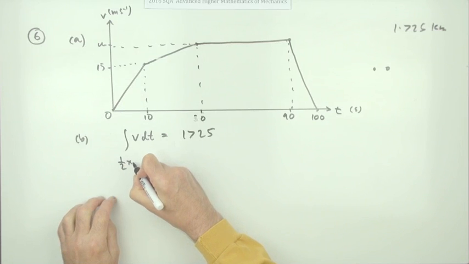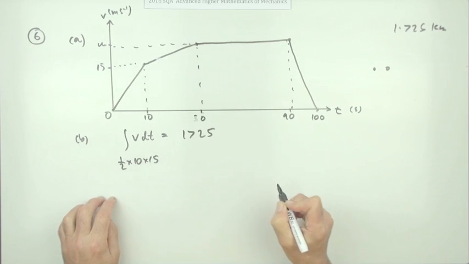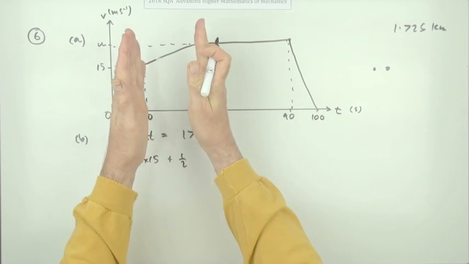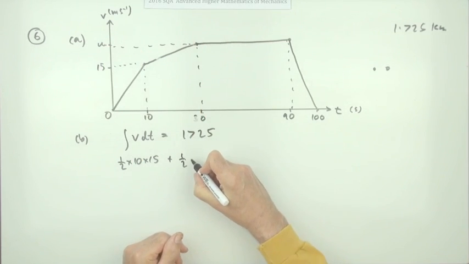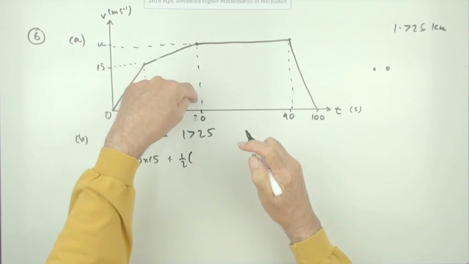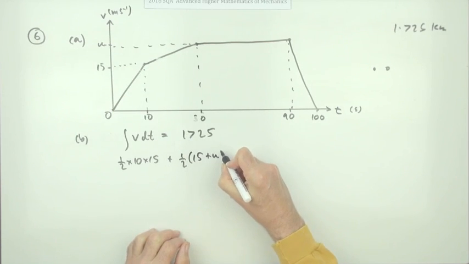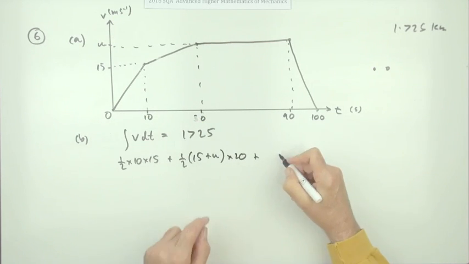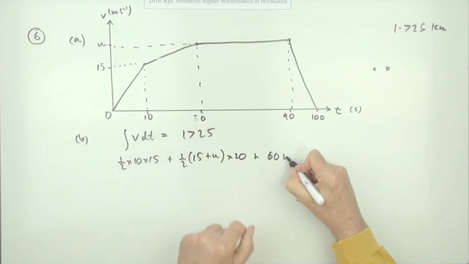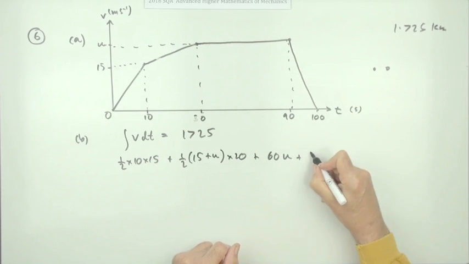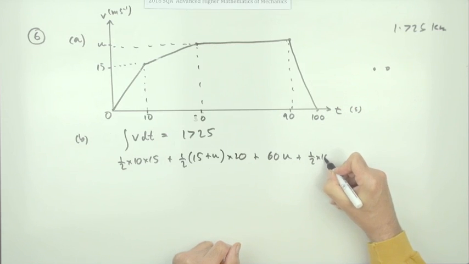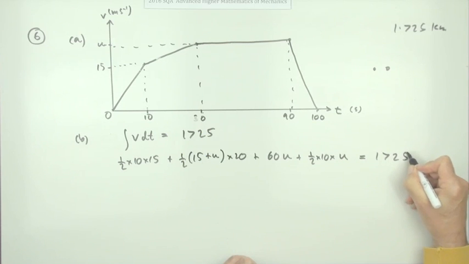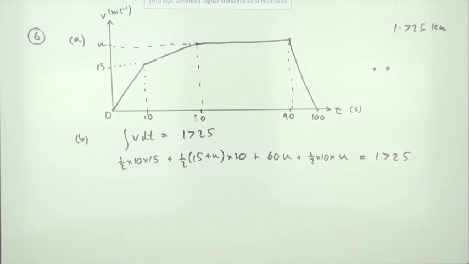Triangle, a half of base times height, half of 10 times 15. Trapezium, average base, the base being the parallel sides, so it's a half of, now that one is 15 and that one is u, half of 15 plus u times the height, the distance between them is 20. Rectangle, base times height, that's 60 times u. And triangle again, a half of the base is 10 and the height again is u. That should come to 1725. Now you just got to work it all out.